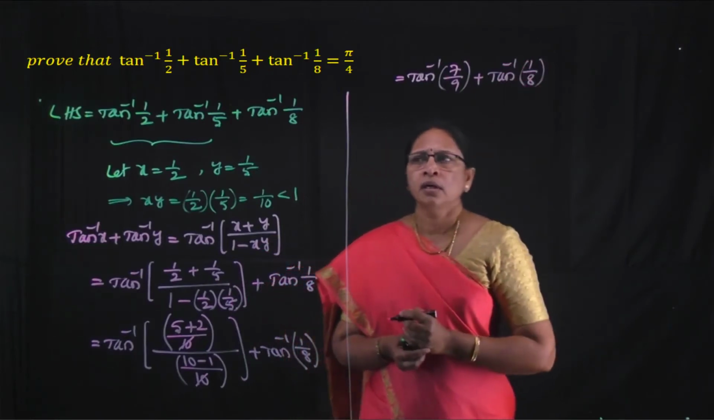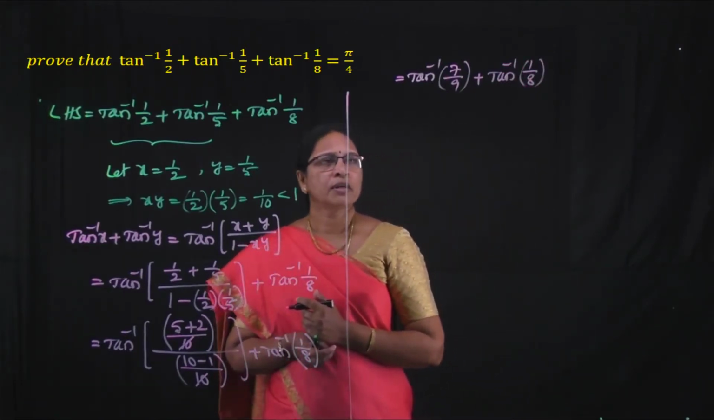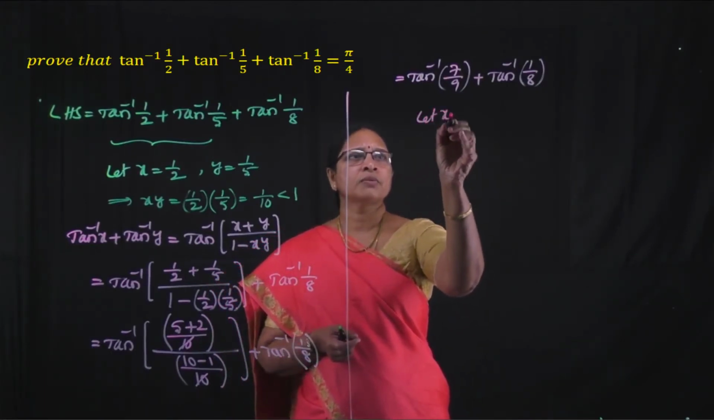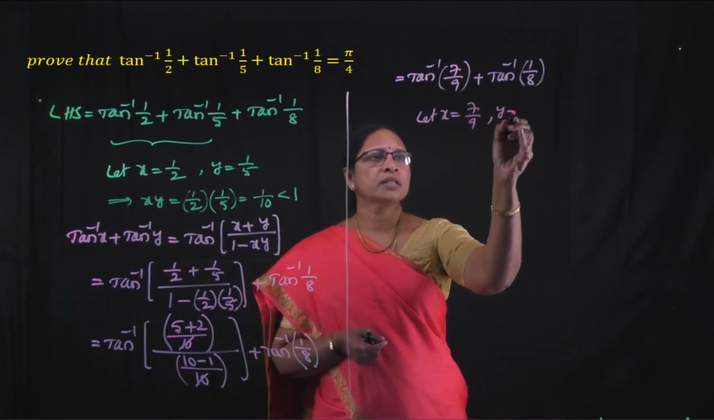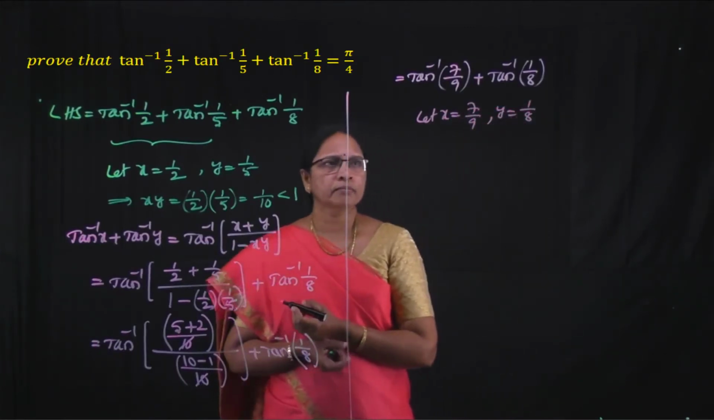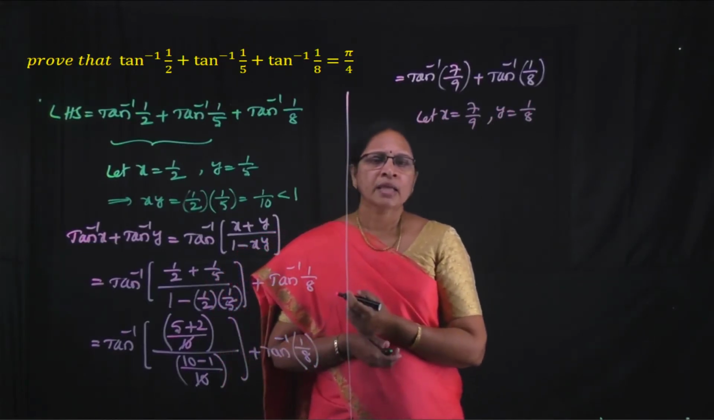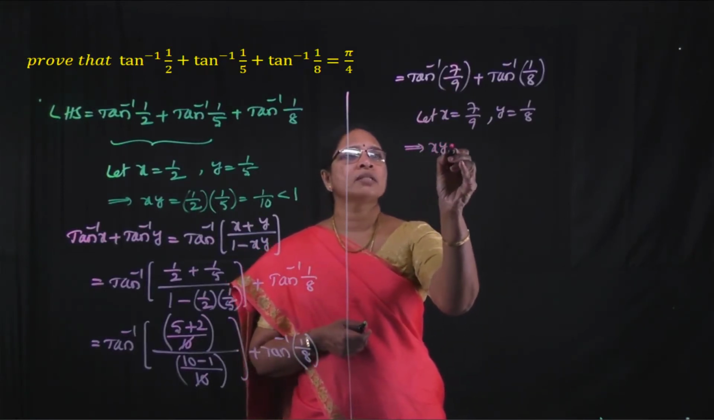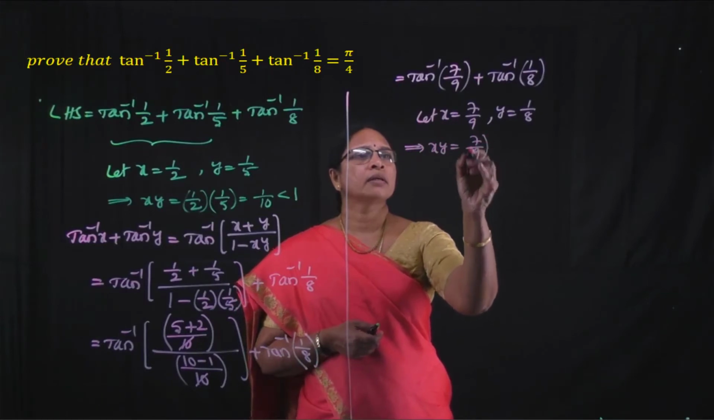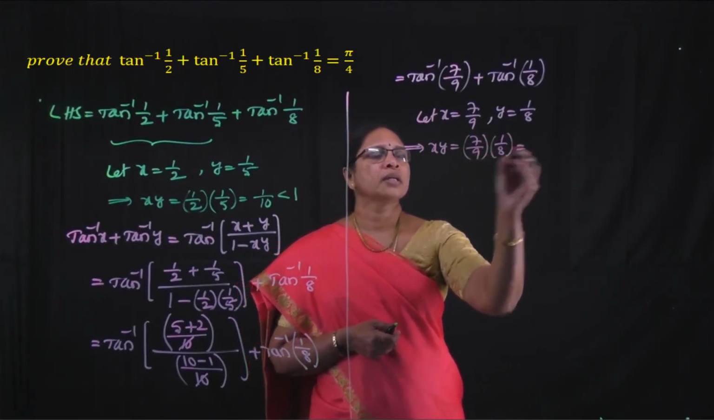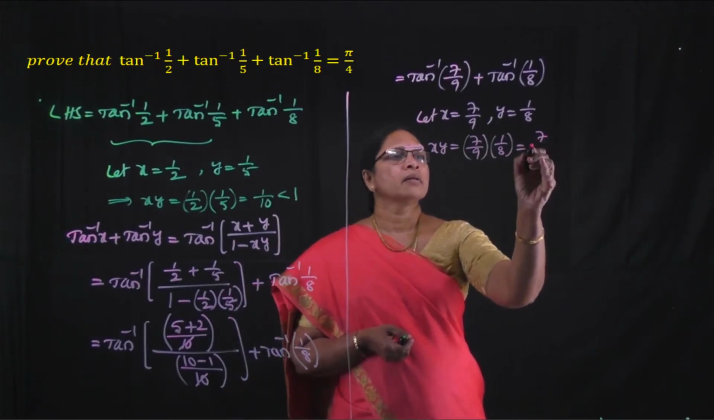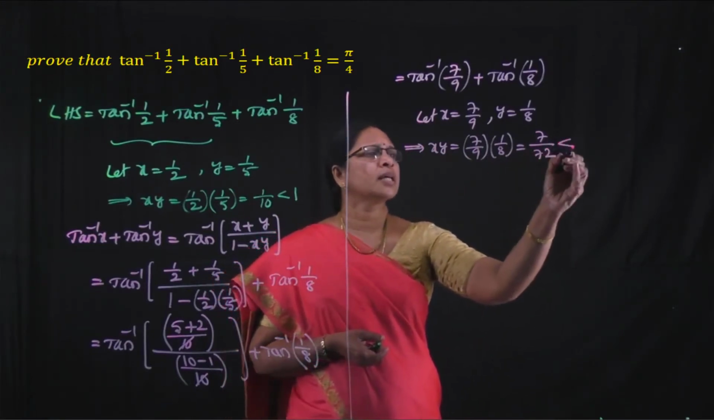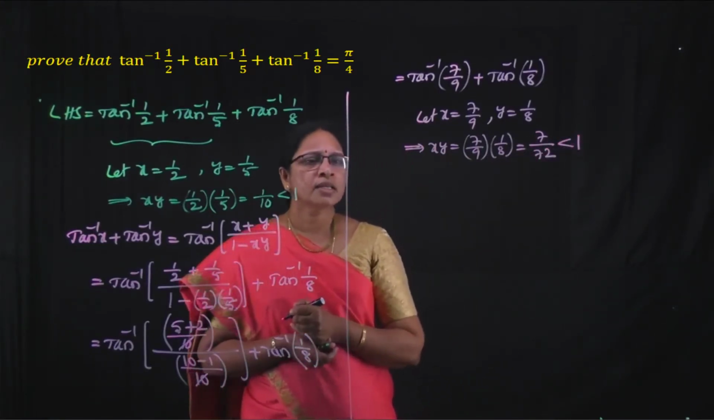Again it is in the form of tan inverse x plus tan inverse y. Let us take x equal to 7 by 9, y equal to 1 by 8. First we check whether xy is less than 1 or greater than 1. Now xy is equal to 7 by 9 into 1 by 8, that is equal to 7 by 72. That is less than 1. Here xy is less than 1.